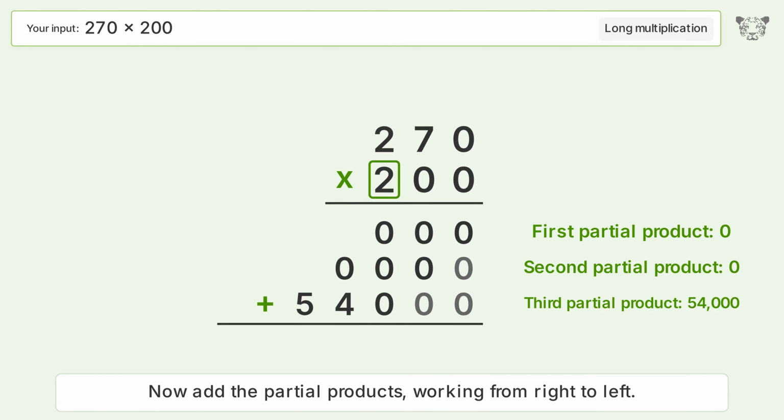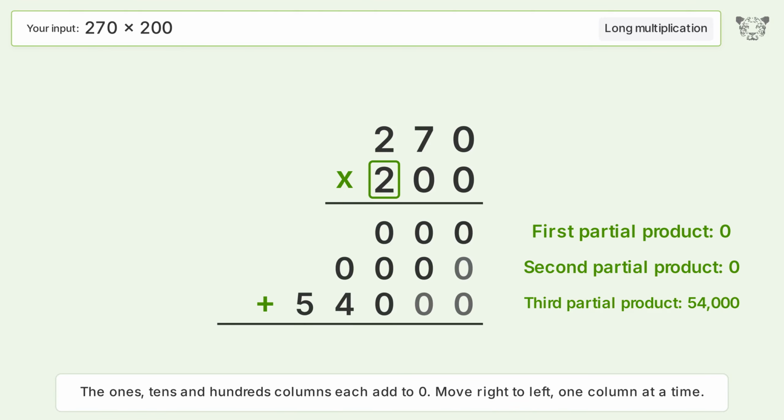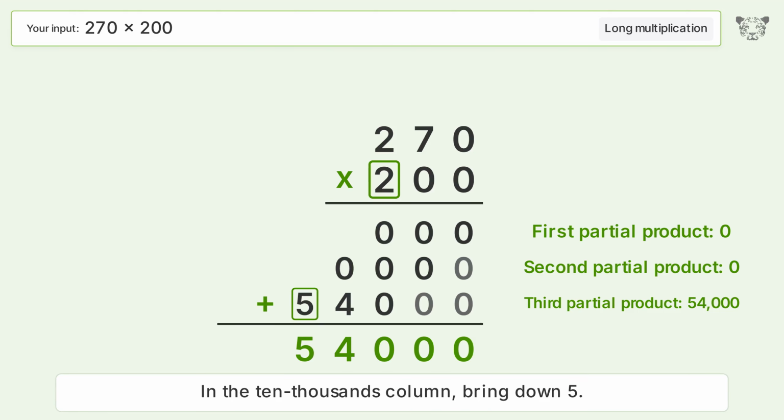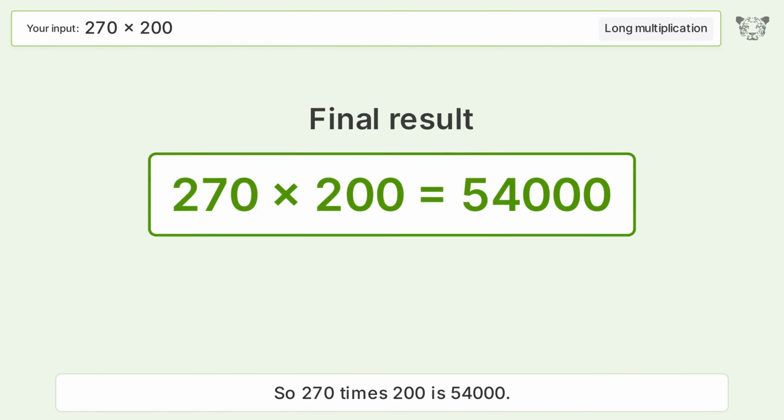Now add the partial products, working from right to left. The ones, tens, and hundreds columns each add to 0. Move right to left, one column at a time. In the thousands column, 0 plus 4 is 4. In the ten thousands column, bring down 5. The whole product is 54,000. So 270 times 200 is 54,000.